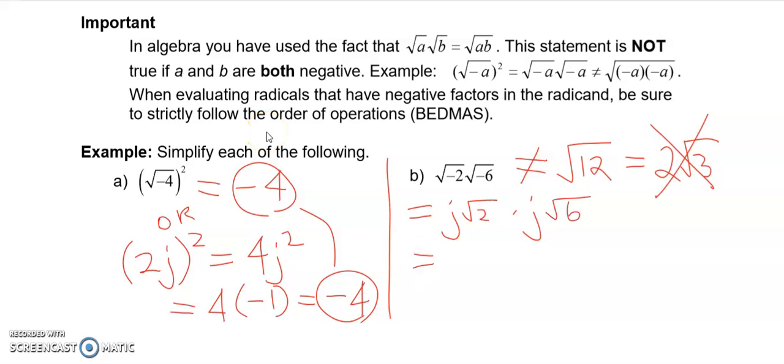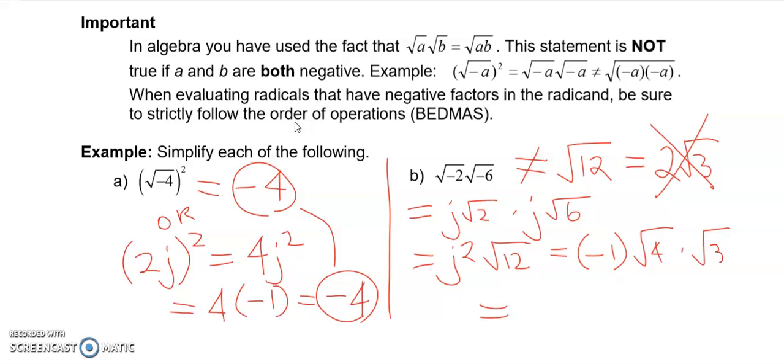And now this becomes j squared, and root 6 times root 2 is root 12. Now you can simplify the root 12, but j squared, remember, is -1. So this becomes -1 multiplied by the square root of 12. You can break that down into the square root of 4 multiplied by the square root of 3. So the correct answer, ladies and gentlemen, is -1 times the square root of 4, which is just 2, multiplied by root 3. So here's the correct answer, -2 root 3.